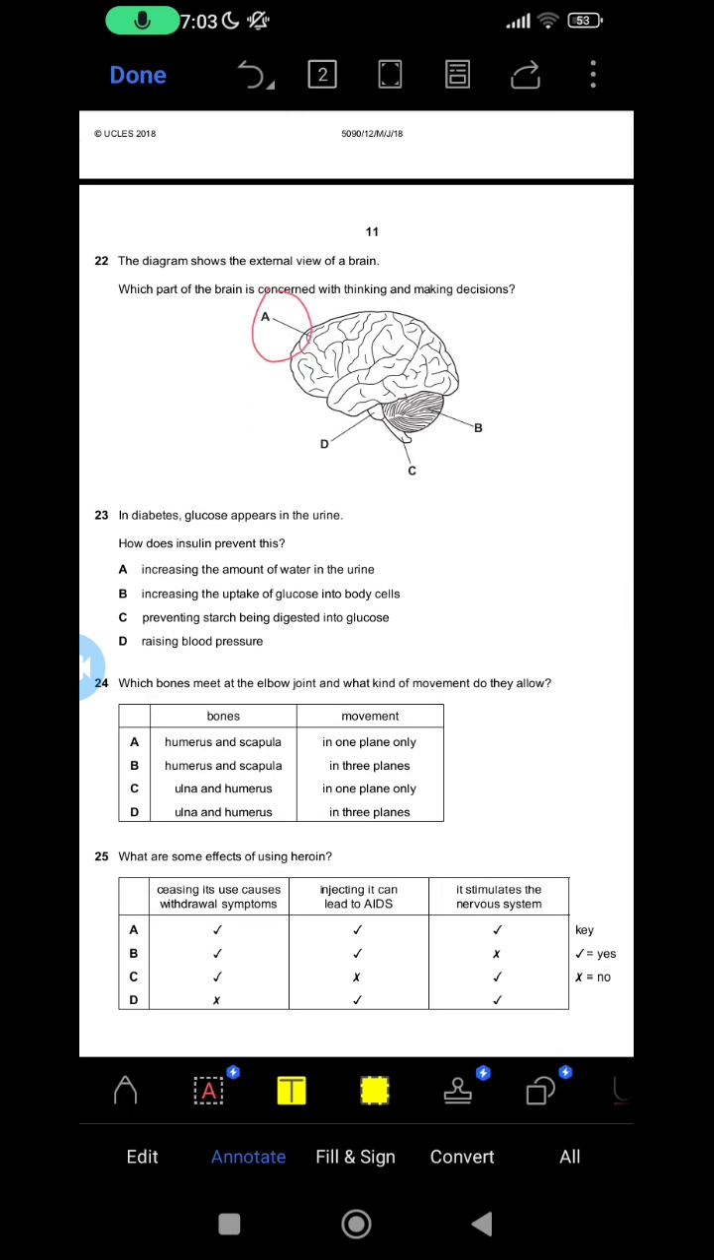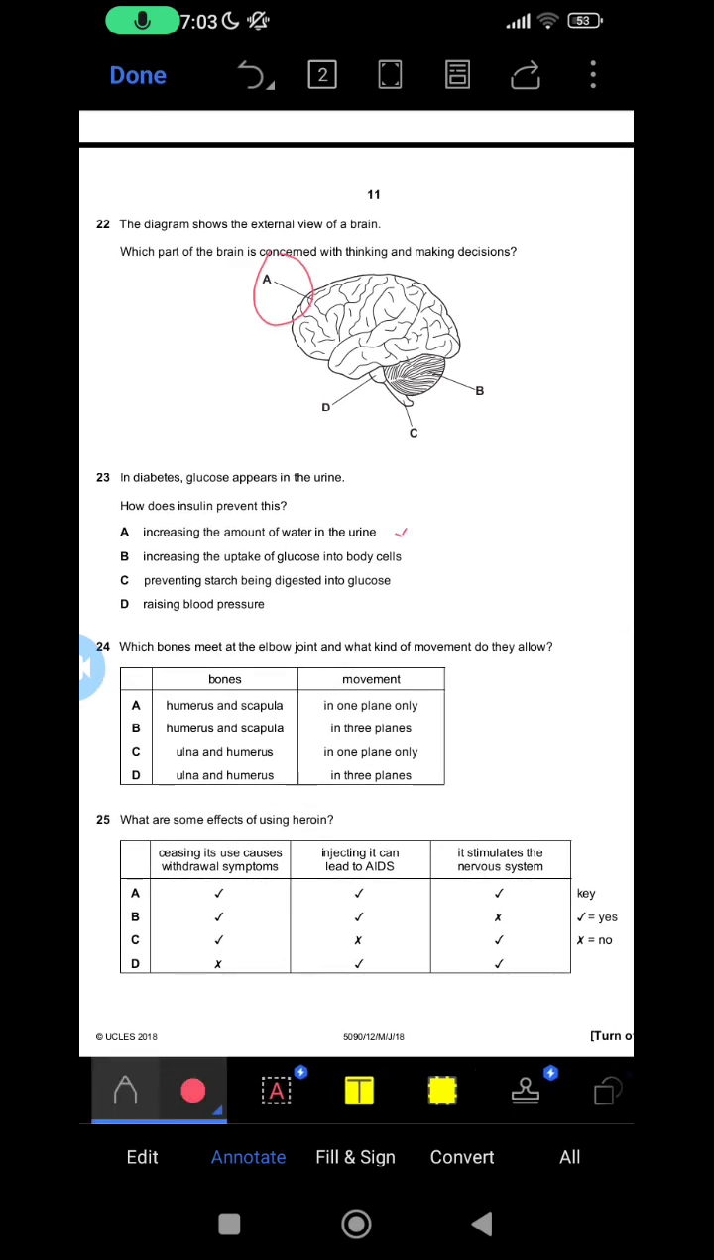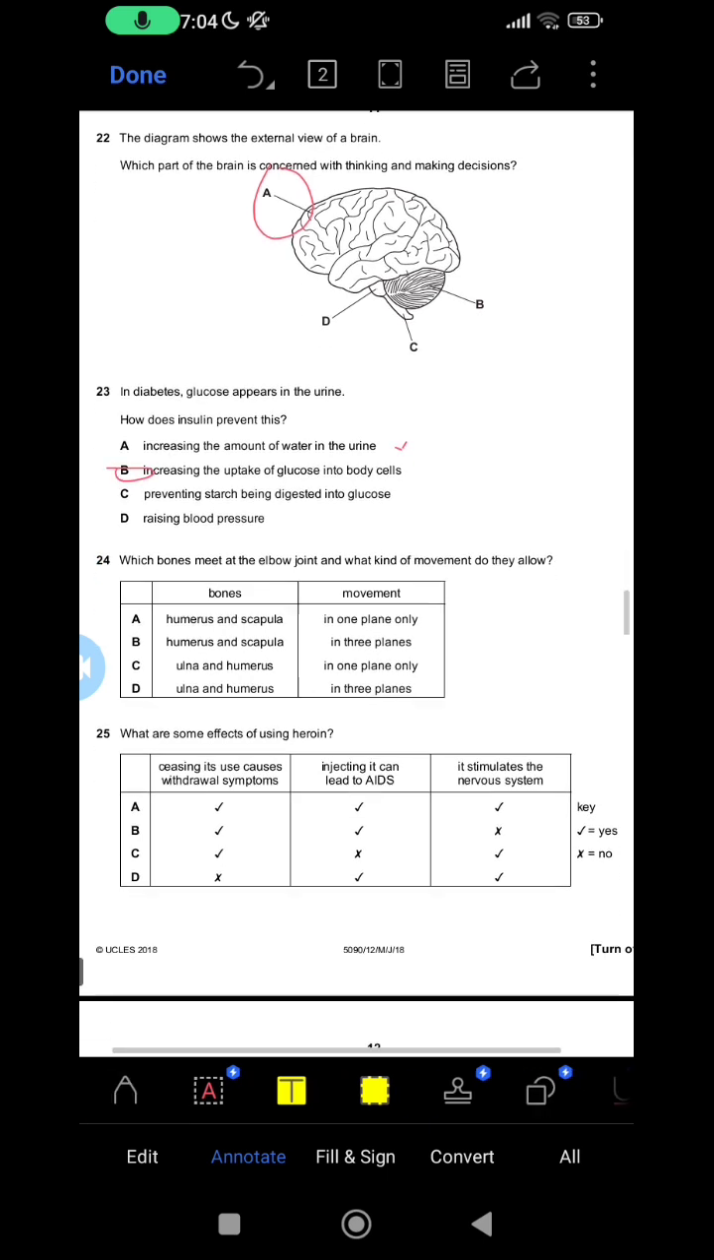In diabetes, glucose appears in the urine. How does insulin prevent this? Increasing the amount of water in the urine? No, this is not correct. Increasing the uptake of glucose into body cells, preventing starch being digested into glucose, and raising blood pressure. As we can see clearly, B is the only option which results in the decrease of glucose in the blood and urine, as its uptake has been increased by the body cells. So B is the correct answer.